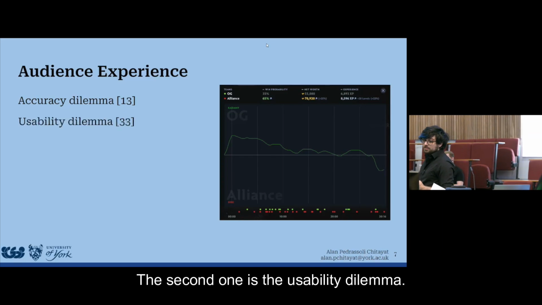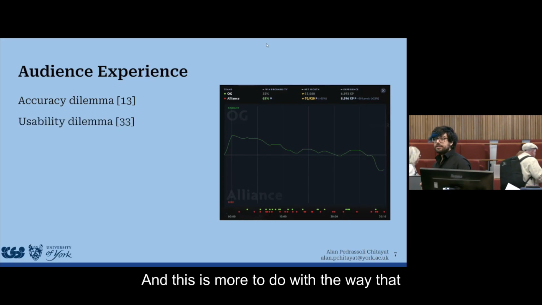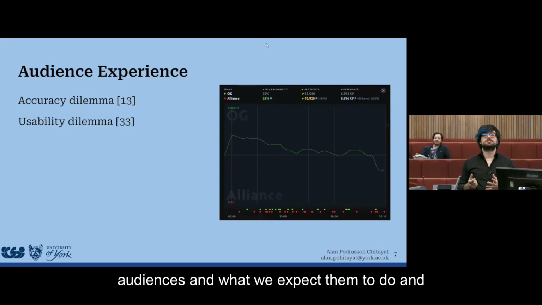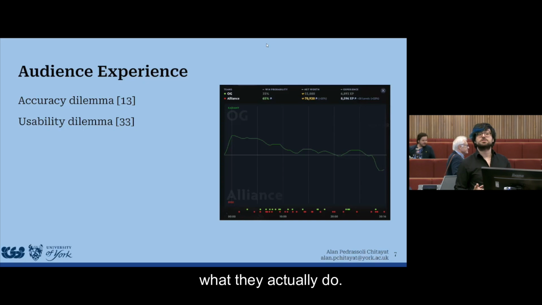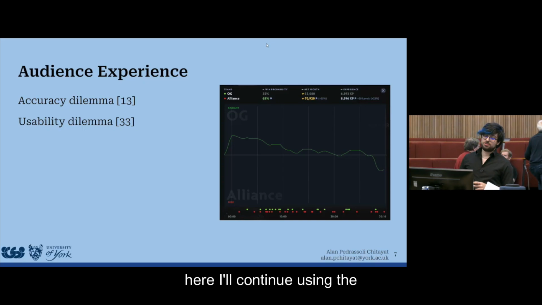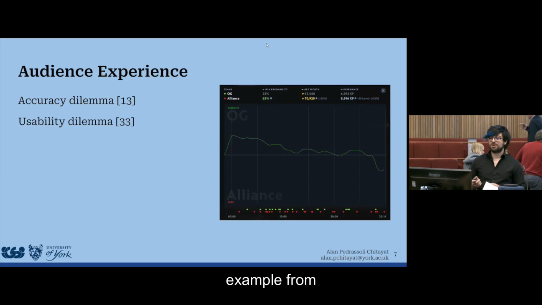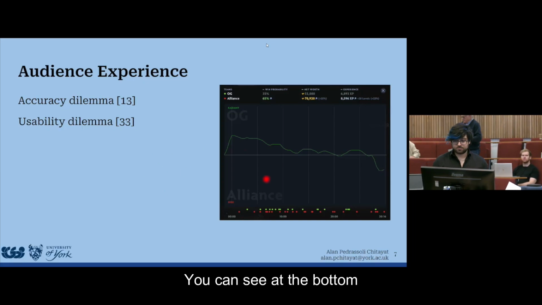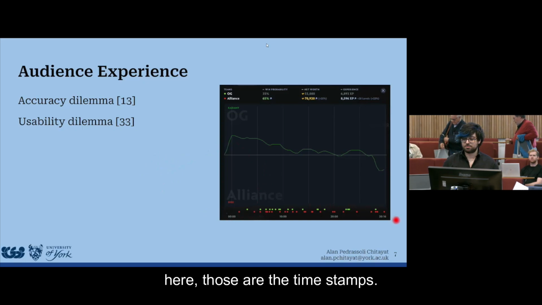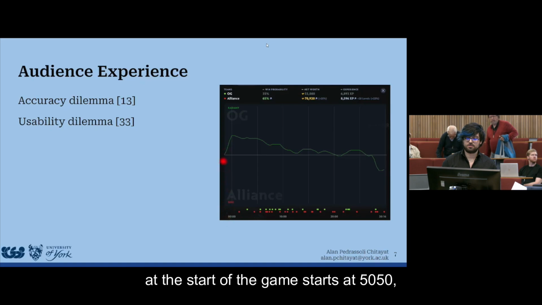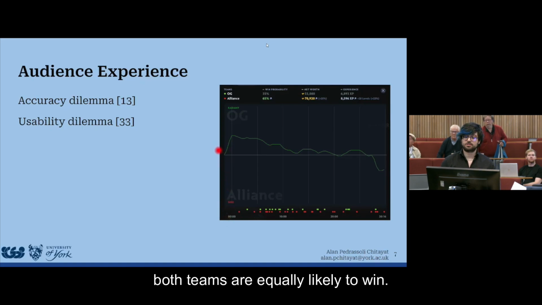The second one is the usability dilemma. This is more to do with the way that the models are presented and sold to audiences, what we expect them to do and what they actually do. Here, I'll continue using the example from Dota 2. You can see at the bottom here, those are the timestamps. At minute 0, at the start of the game, it starts at 50-50. Both teams are equally likely to win.